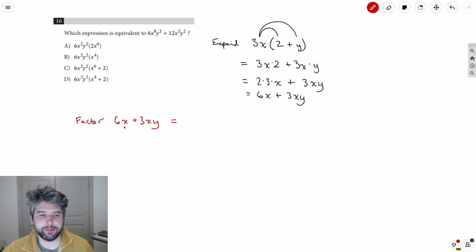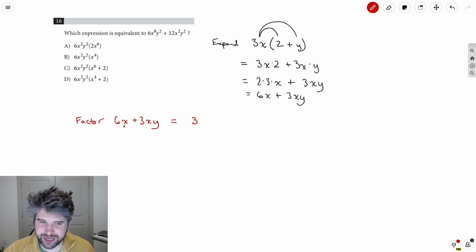You can divide both terms by, well, we've got a 6 here multiplying the x and a 3 here multiplying the xy. We can divide both 6 and 3 by 3. So we're going to write a 3 here. That's going to come out because a 3 can go into this and a 3 can go into this. Now, what else can we pull out?